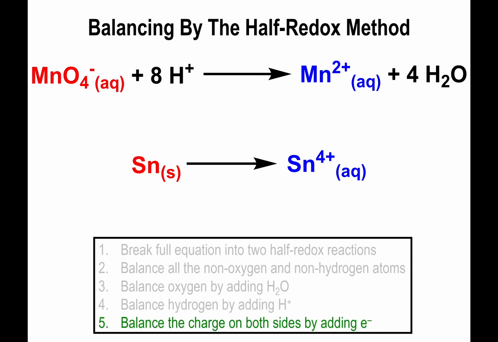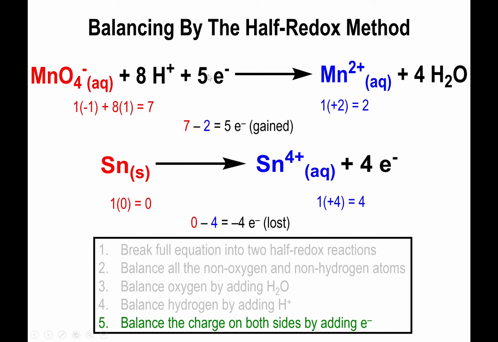So now we use the charges to determine the number of electrons. We have a 1 minus charge for the 1 permanganate, an 8 plus charge for the 8 protons. 8 minus 1 is 7. And we have 1 manganese 2 plus on the right side, and that's the only thing with a charge. So that's a 2 plus overall charge for manganese. For tin, initial charge is 0, final charge is 4. So the difference, 7 minus 2 is 5. You're missing 5 electrons on the first equation. And those 5 electrons will go on the side that has the highest charge. 0 and 4, you're missing 4 electrons, and those electrons have to go on the side with the highest charge, which is the tin 4 plus side. So we add those electrons correspondingly.